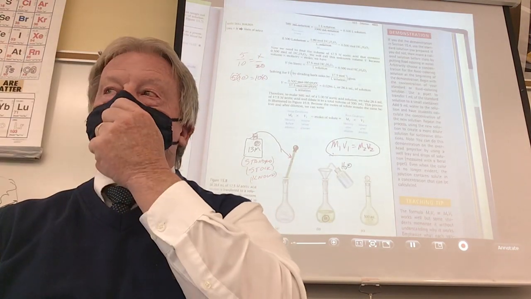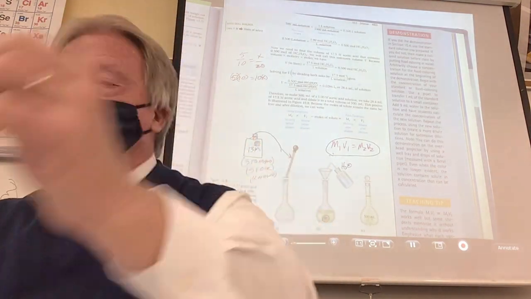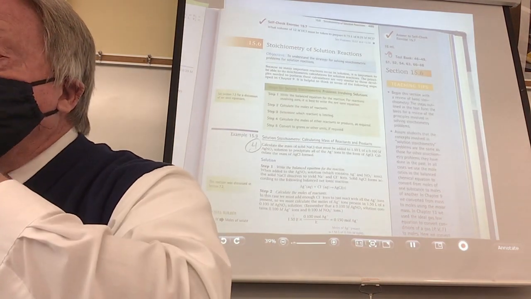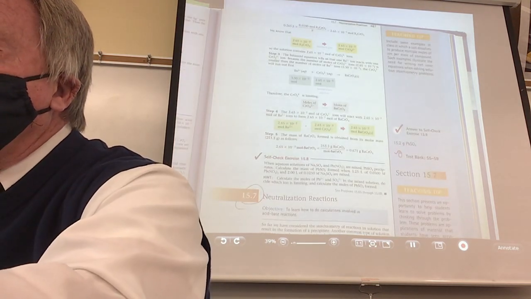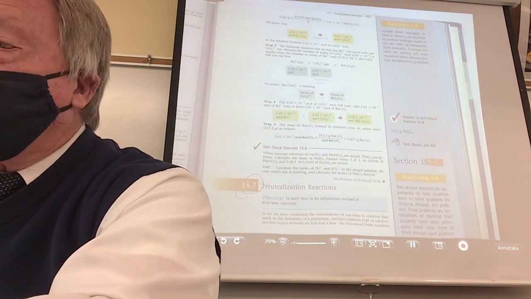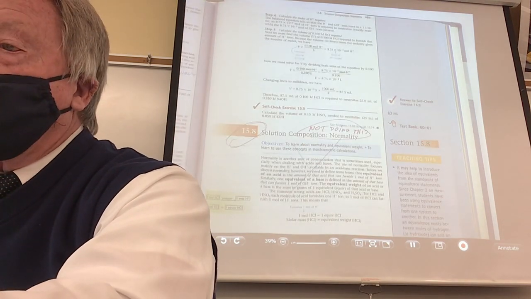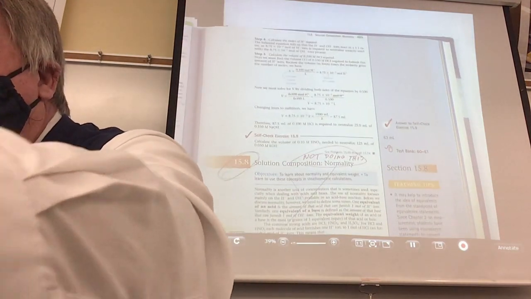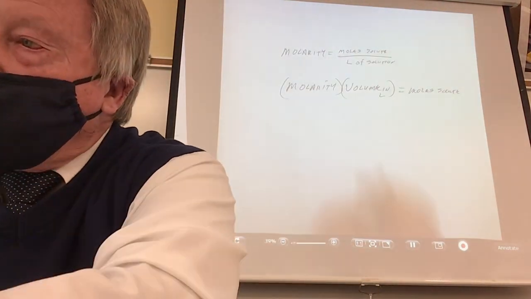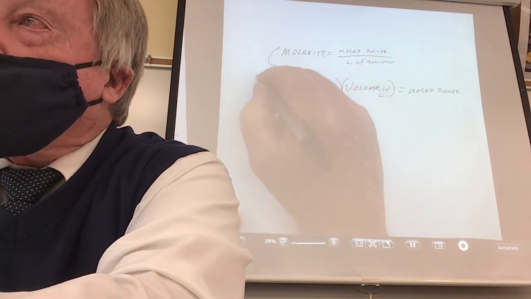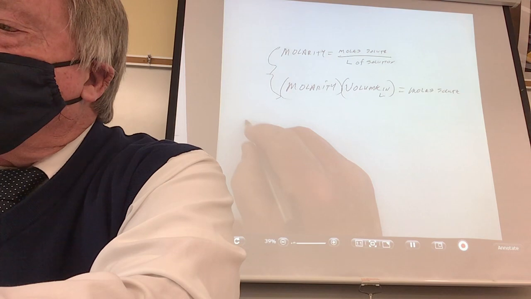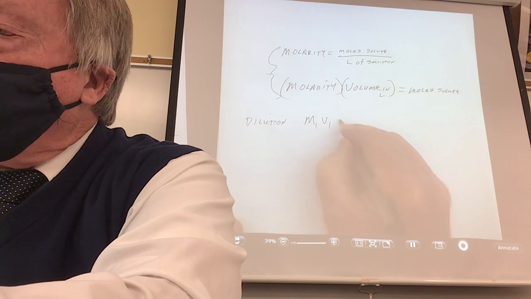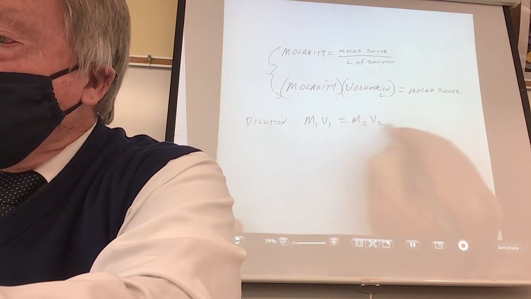All right. What I'm going to do now is show you the last mathematical part of the chapter, section 15.7. If you want to read this tonight, you can, but I'm going to teach it to you. It's called neutralization reactions. These equations are essentially the same thing as the one you just did for dilution. For a dilution equation, M1V1 equals M2V2.